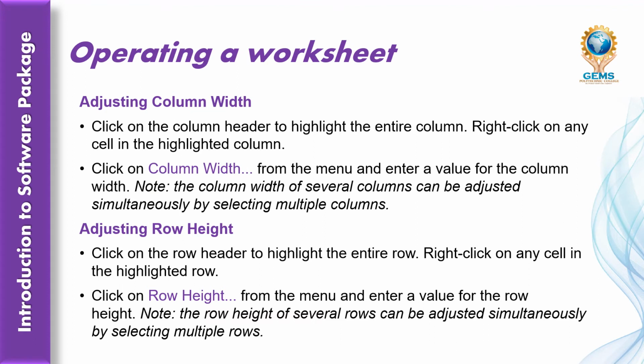Adjusting row height. How to adjust the row height? Click on the row header at the left to highlight the entire row and right click on any cell in the highlighted row. Click on Row Height from the menu and enter a value for the row height. Note that the row height of several rows can be adjusted simultaneously by selecting multiple rows.